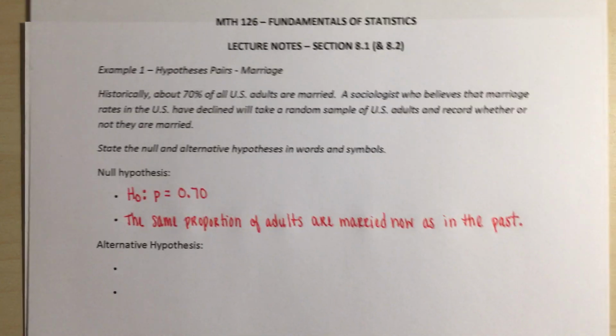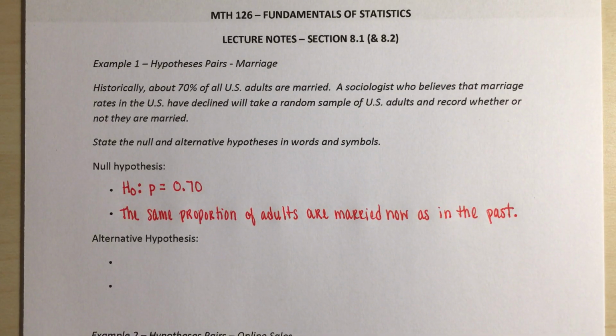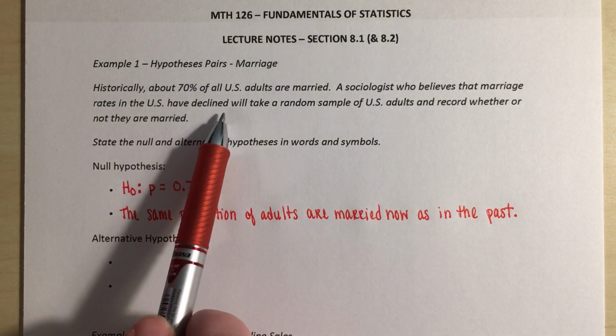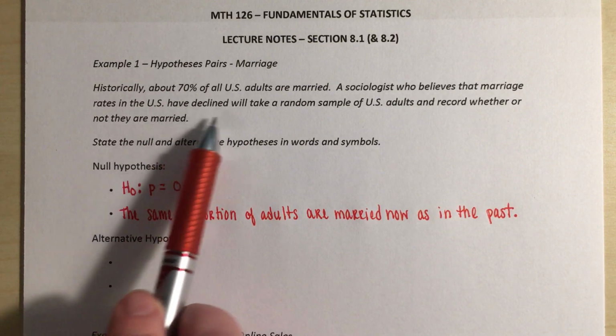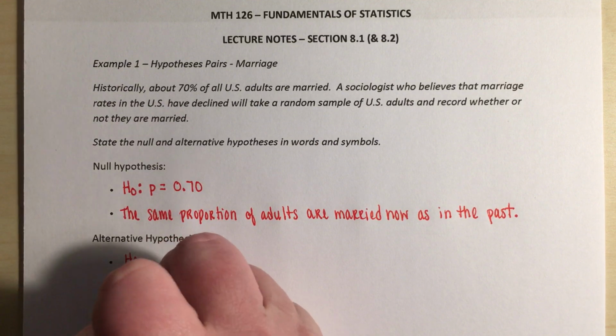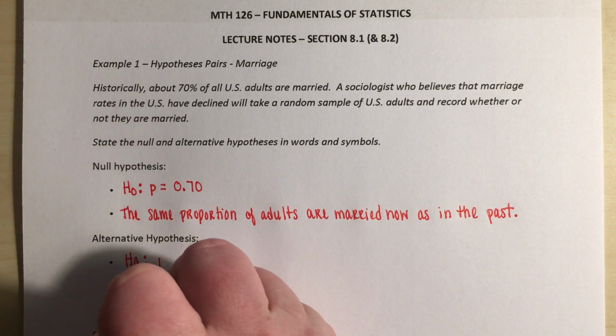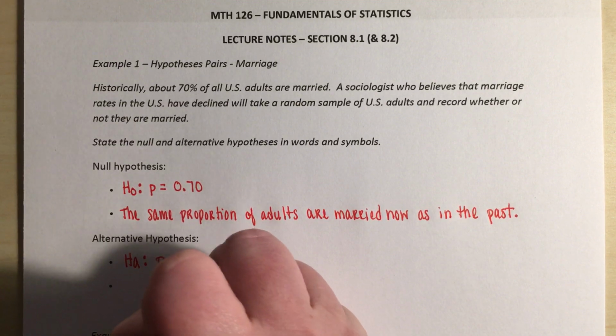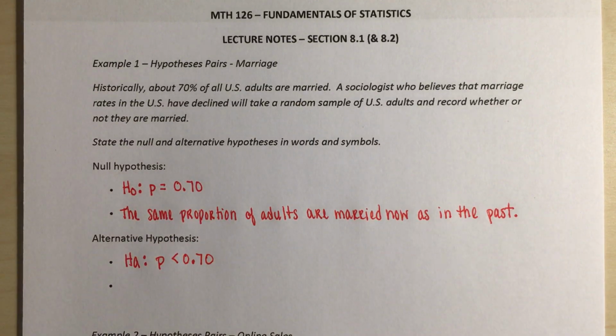So our alternative hypothesis comes from what is being tested. In this case, a sociologist believes that marriage rates in the United States have declined. So this declined is going to give us our alternative hypothesis. Our alternative hypothesis is H sub A. We still use our P. Declined is going to mean less than. So P is less than 0.70.